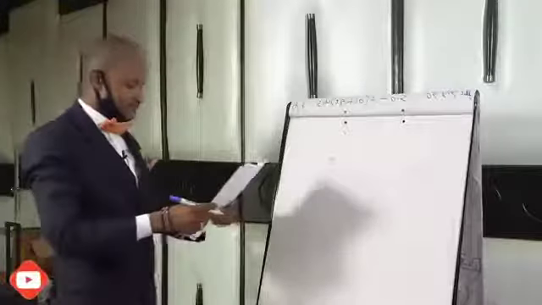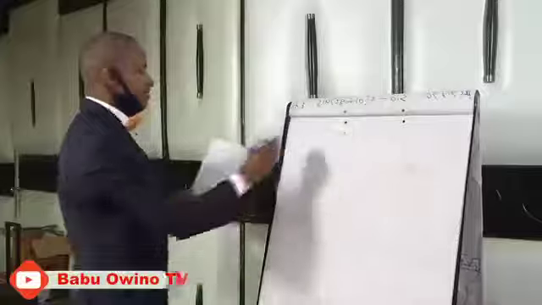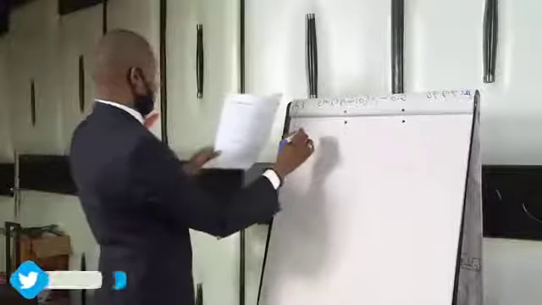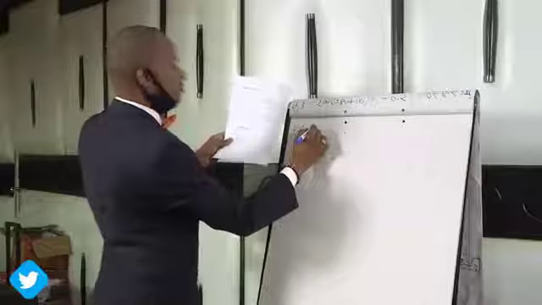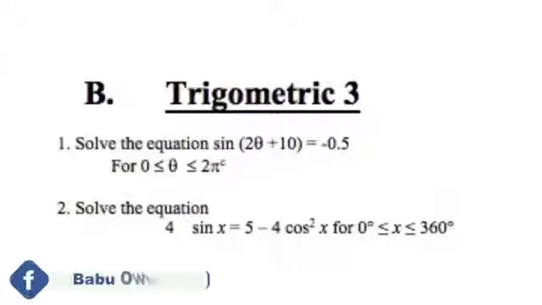We proceed to our next question. Still on trigonometry, question number 4. We are told to solve the equation 4 sine x equals 5 minus 4 cos squared x, for angles where x is greater than or equal to 0 degrees and less than or equal to 360 degrees.